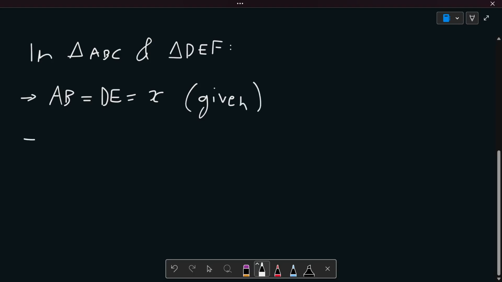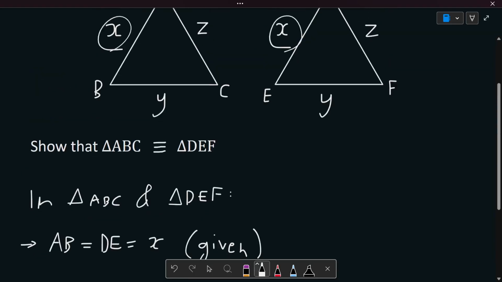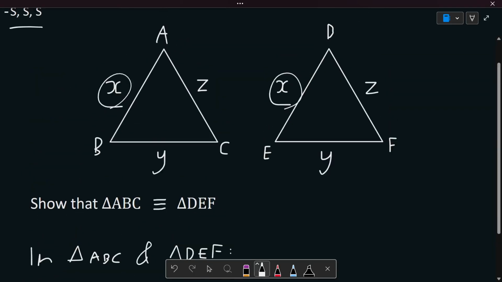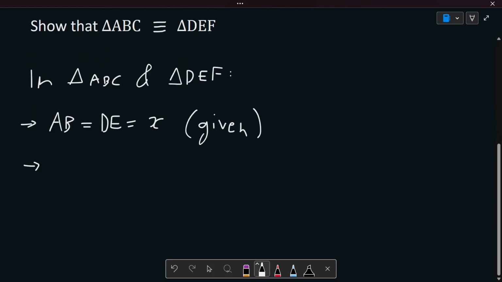Our next one is the second side, side BC compared to side EF. As you can see, side BC has the side Y, and EF also has the side Y. So these two are the same size. Side BC is equal to side EF, which is equal to Y. And this is given to us.